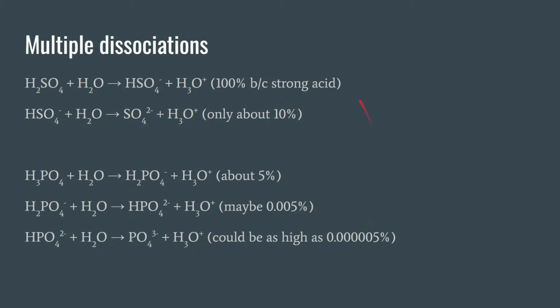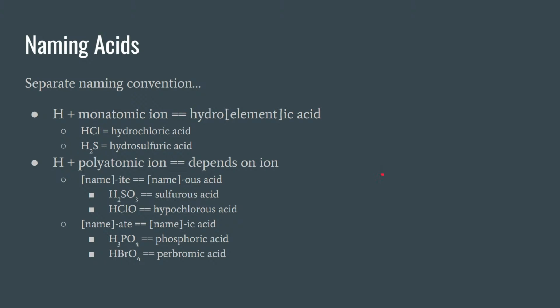So strong acids, 100%, break up into their ions. Weak acids, far less. So here's the wonderful thing. Acids have their own naming convention. You've already seen me shout out some of their names. When you have that acidic proton and it's dissolved in water, then we name it as an acid.